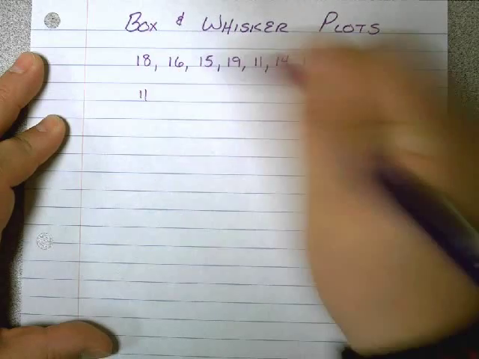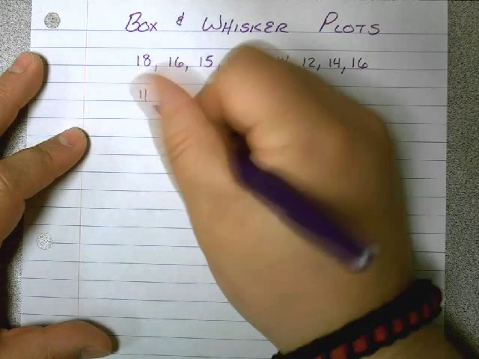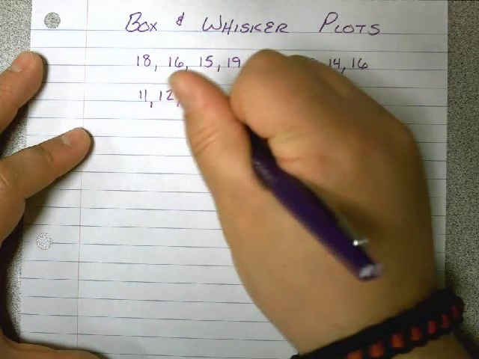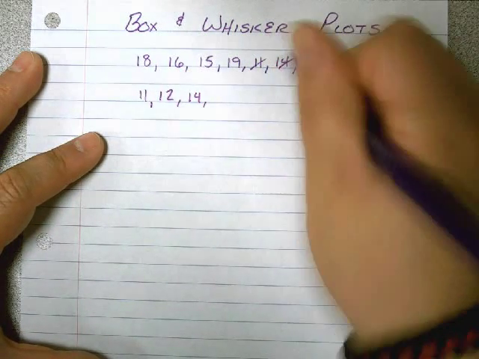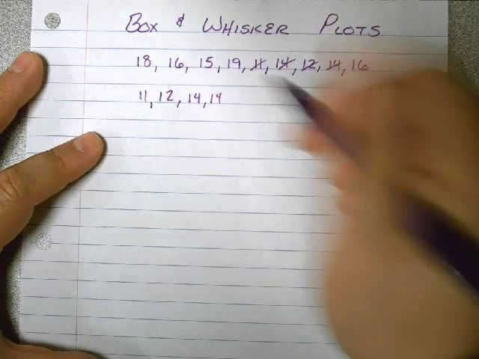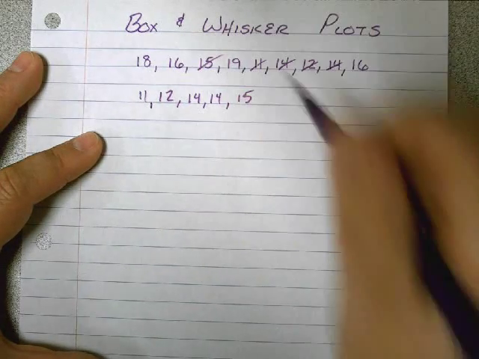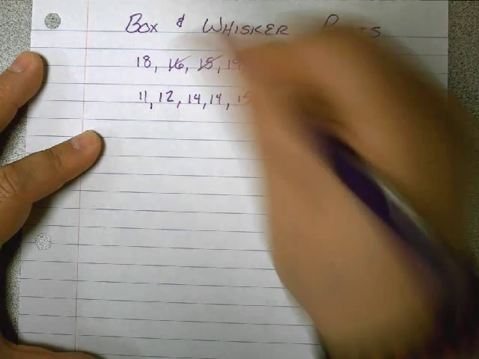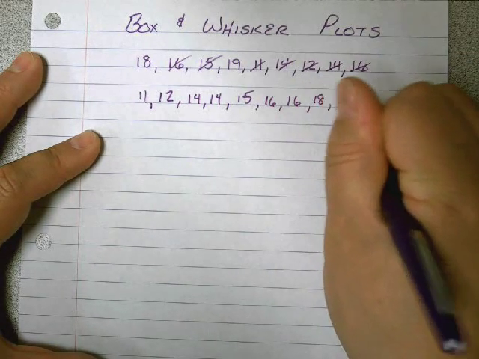1, 2, 3, 4, 5, 6, 7, 8, 9. Just happens to be 9 again. You know what? Let's just throw in 20. I'm going to throw in another one just to make it different, so we're not doing 9 again. This time we have an even number, just to make things different. Here, I'll throw in 20. There we go.